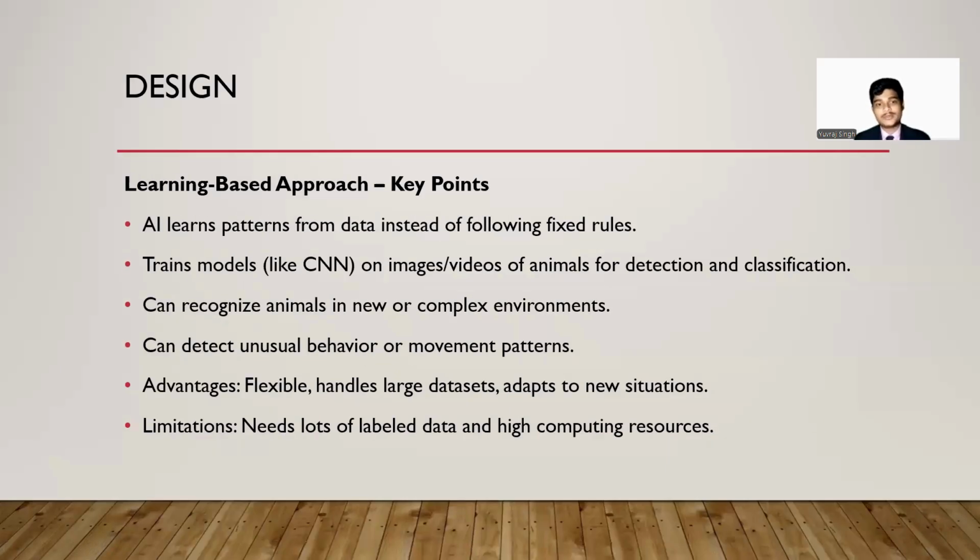Learning based approach. Key point: AI learns patterns from data instead of following fixed rules. Trains a model like CNN on images and videos of animals for detection and classification. Can recognize animals in new or complex environments. Can detect unusual behavior or movement patterns. Advantages: flexible, handles large datasets, adapts to new situations. Limitations: needs a lot of labeled data and high computing resources.